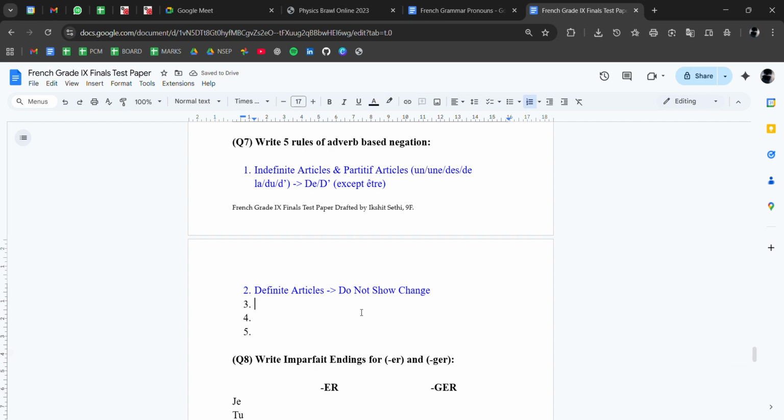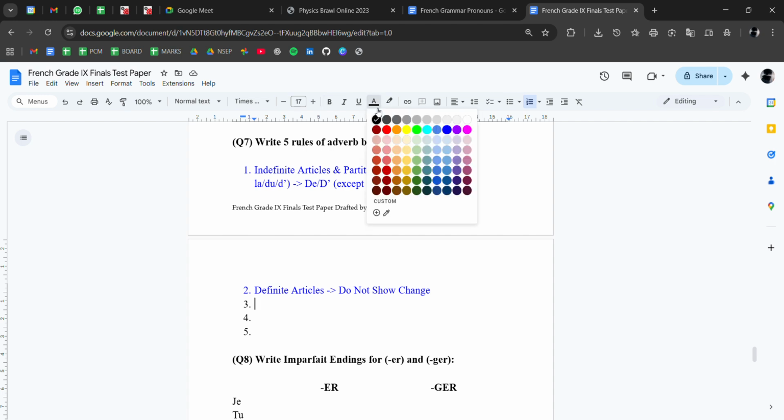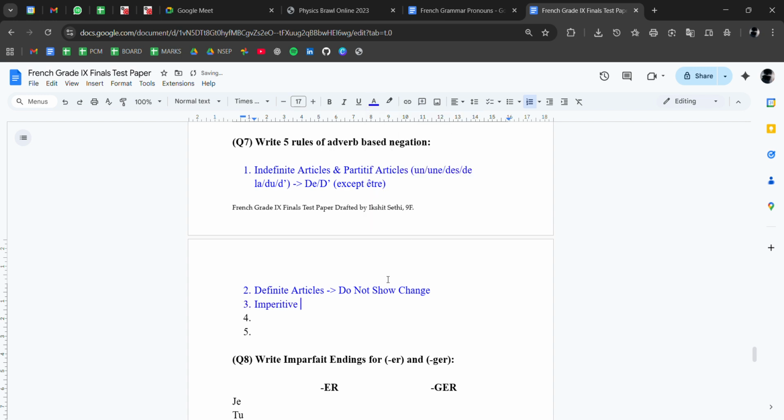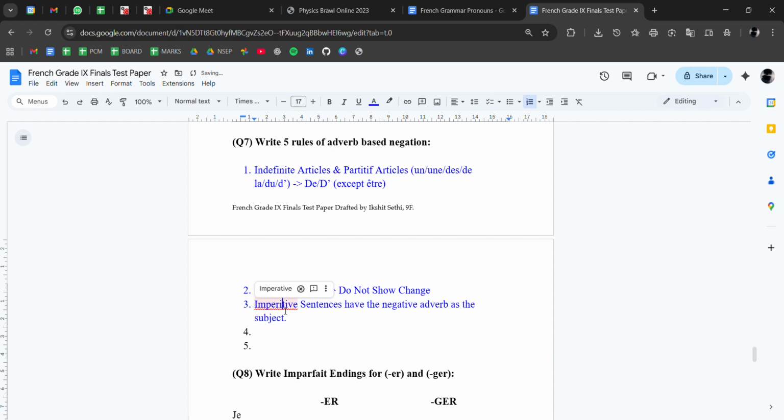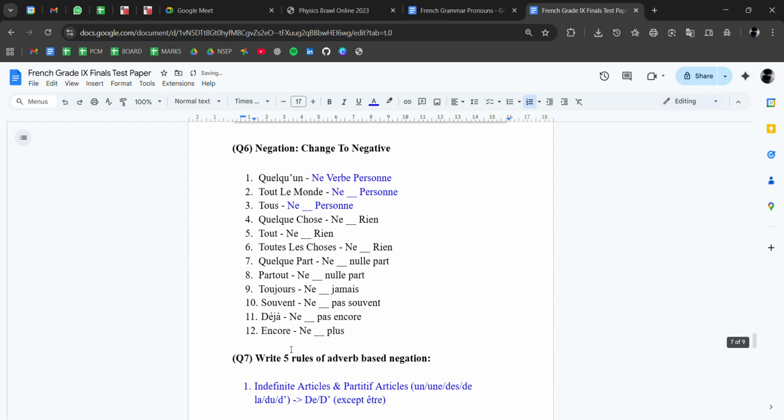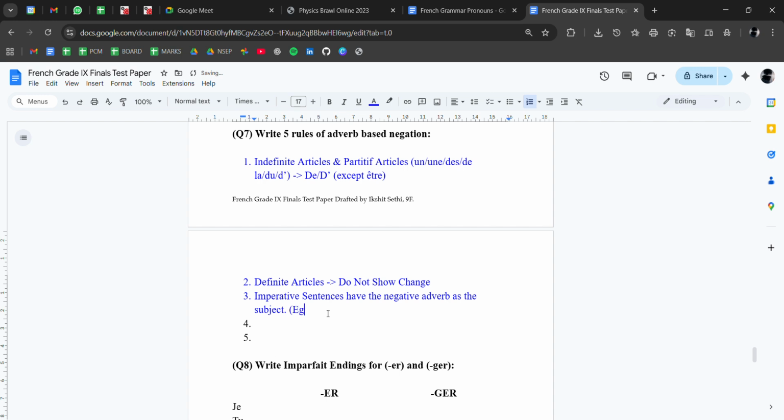Following that, in rule number 3 of adverb-based negation, we have to remember that in the case of sentences that have the negative adverb as the subject, if you have a sentence starting with quelqu'un, it will continue to have personne at the start instead of after the verb. So personne, then any verb there is, and before the verb we put ne. So personne, ne, verb. That will be the structure followed in the negative sentence. For example, I just write it for you. Personne, ne, verb, or rien, ne, verb.